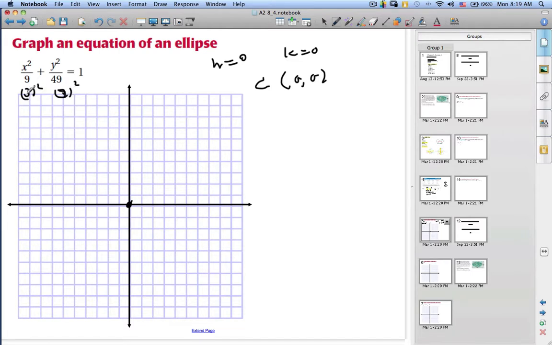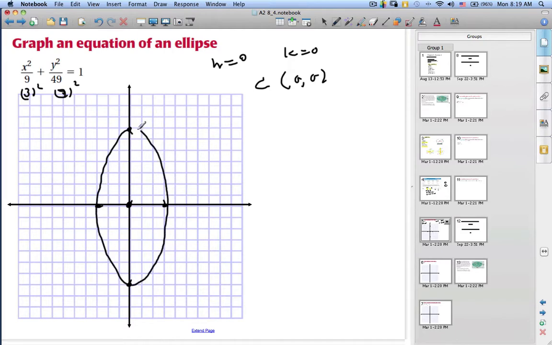I know that I'm going to move 3 in the x direction: 1, 2, 3 to the left, and 1, 2, 3 to the right. So I've moved right and left 3, and I'm going to move in the y direction, that's up and down, 7. 1, 2, 3, 4, 5, 6, 7. Okay, and this is the shape of my ellipse. So I'm going to go like this, and I can draw my ellipse in now.